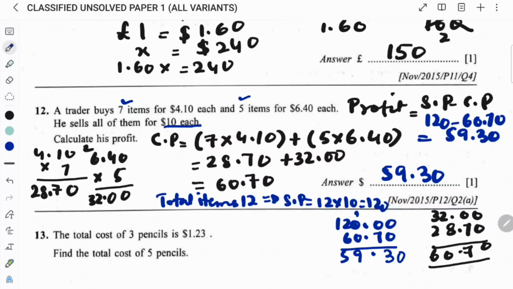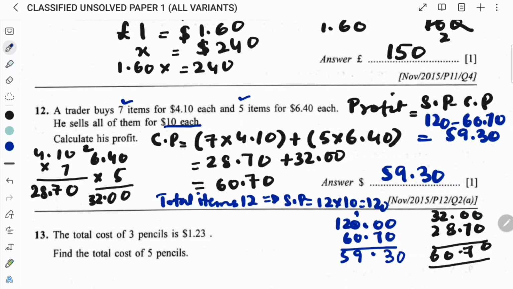I am repeating this question again. Question number 12. A trader buys 7 items for 4.10 and 5 items for 6.40. We multiplied 4.10 by 7, got 28.70, and 6.40 by 5 to get 32.